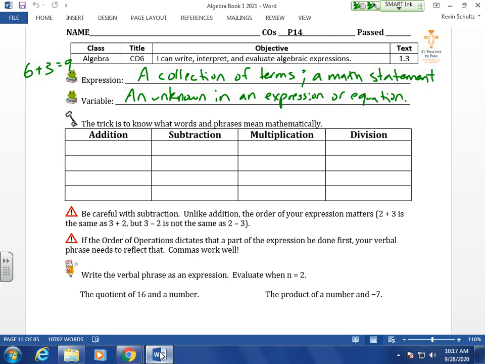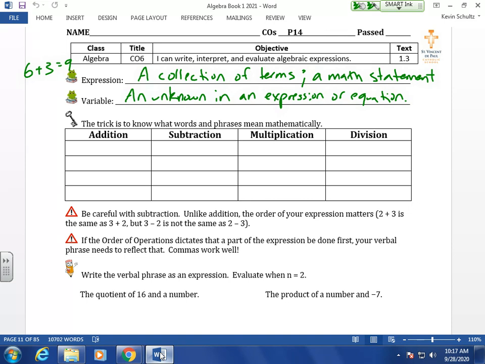All right, and what a lot of kids say, the reason why we're doing CO6 here is that a lot of kids say that word problems in math are the hardest. Okay, because you have to kind of develop your own expression, develop your own equation. What do you do? What's important? What can I ignore? All those different words.